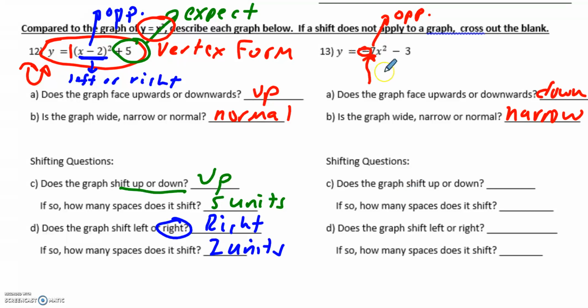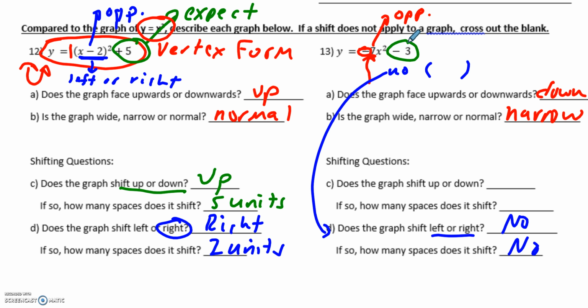Because I do not see any parentheses, so there's no parentheses in this problem, which means that the graph is not shifting left or right. So I'm going to put no for both blanks here. However, I do see a minus 3 at the end, so this is having to do with y values, so this is either moving up or down, and y does what you want. So in this case, the parabola is going to shift downwards 3 units.